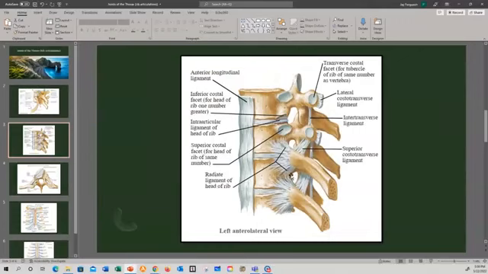Then when it comes to the costotransverse joints, we have a costotransverse ligament which is going to pass from the posterior aspect of the neck of the rib to the anterior aspect of the corresponding transverse process. And we will also have a lateral costotransverse ligament which will pass from the tubercle of the rib to the tip of the corresponding transverse process, and a superior costotransverse ligament, which will pass from the upper border of the neck of the rib, or crest of the neck of the rib, to the transverse process superior to it.